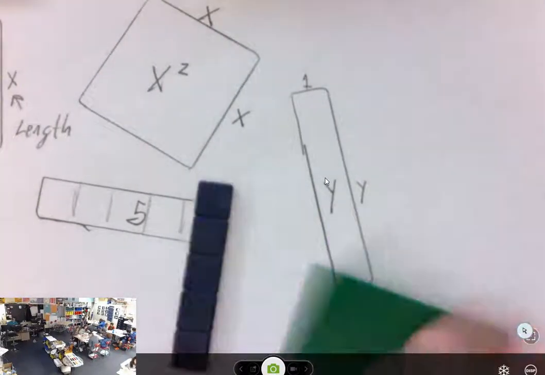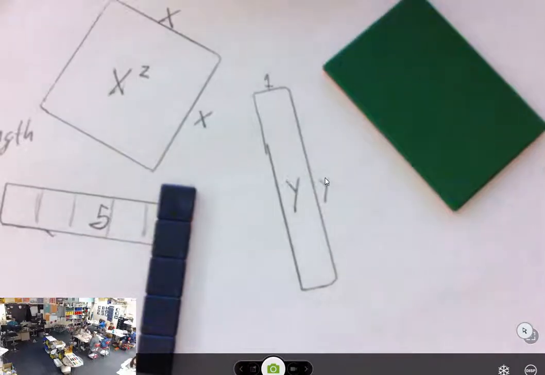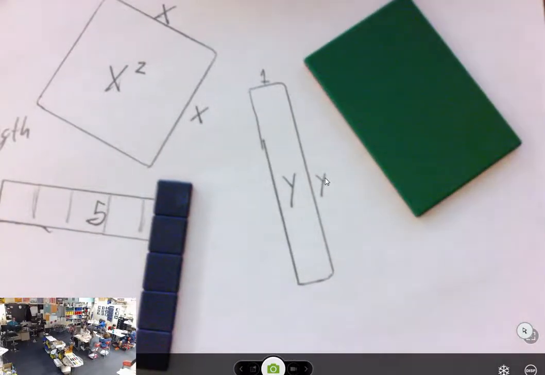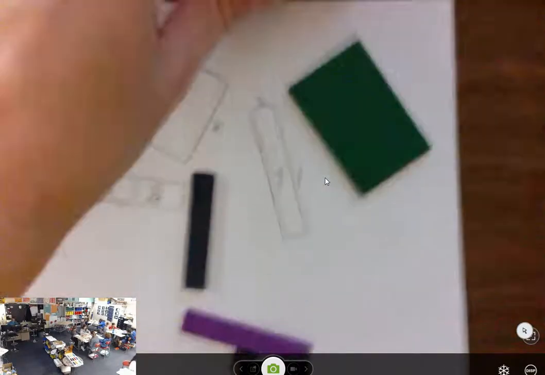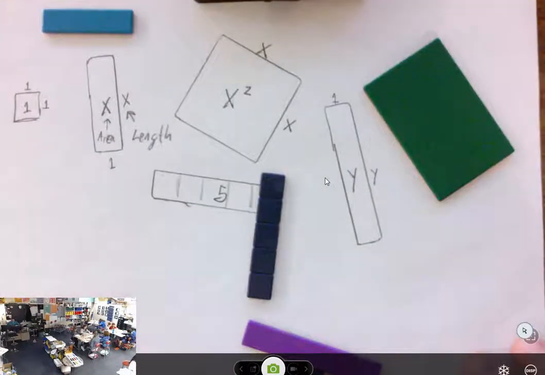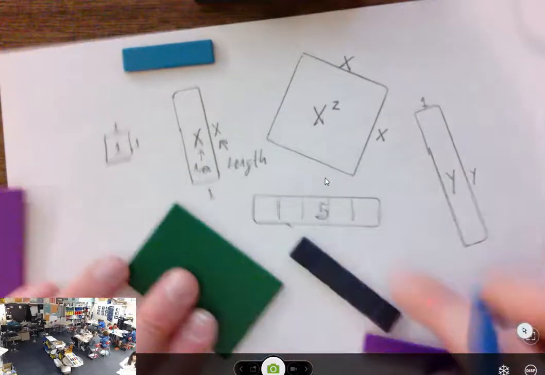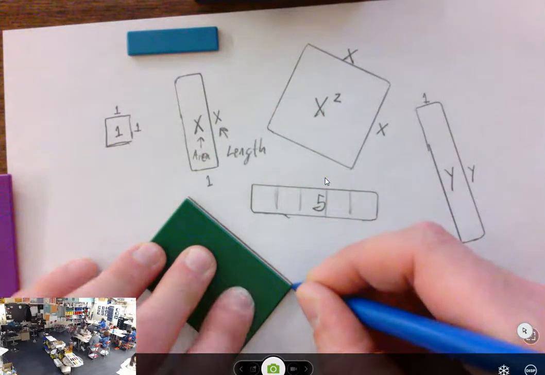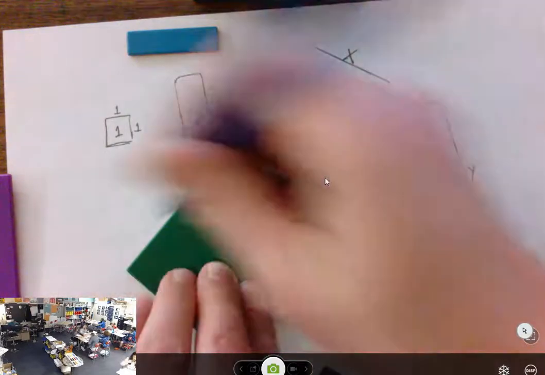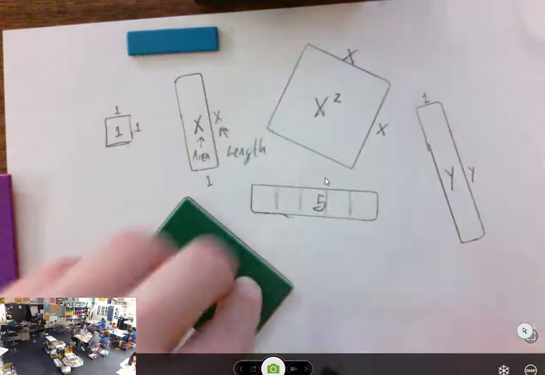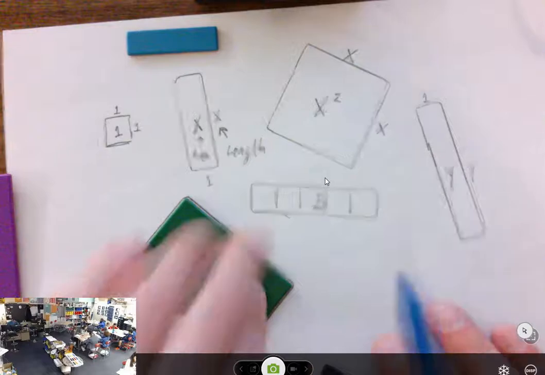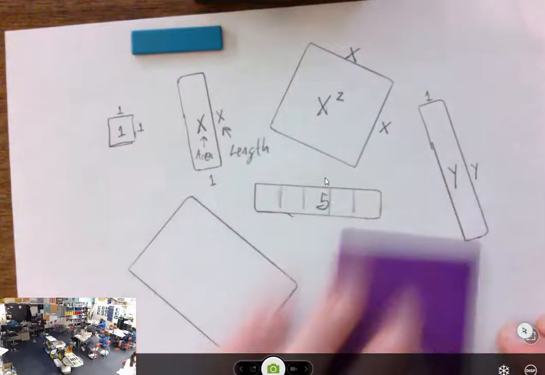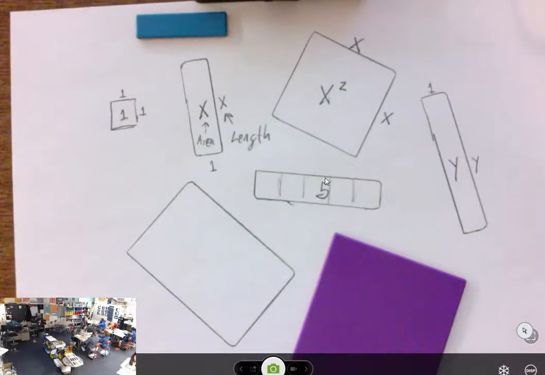Now, here's my challenge for you. Talk with your group. What is the green tile? What is its name? Okay, the blue one matches up with this. The blue one has X on this side. This side is X. This side is X. And this side is X. This side is XY. And this side is purple. It's XY, guys.